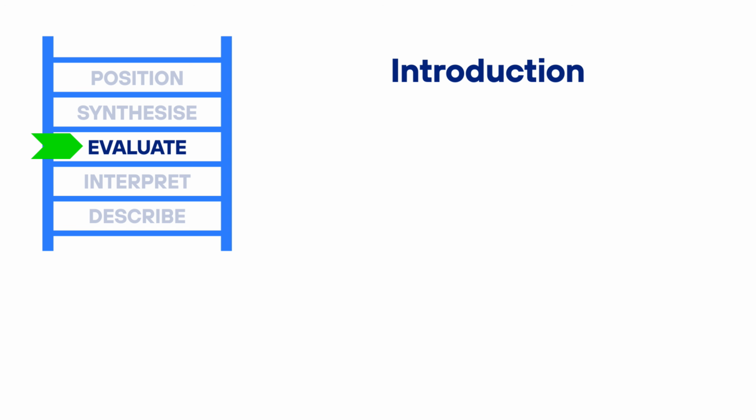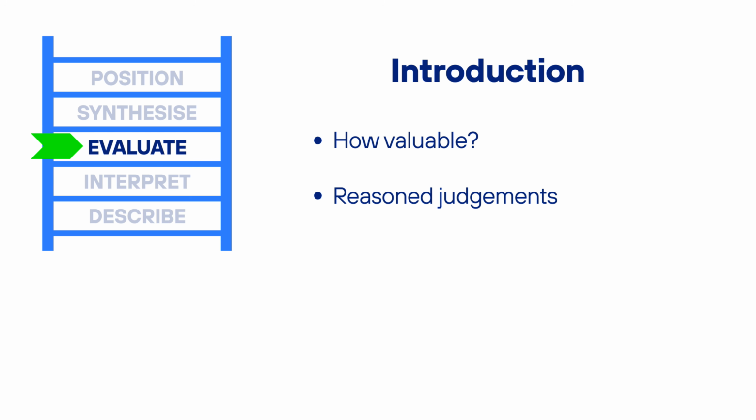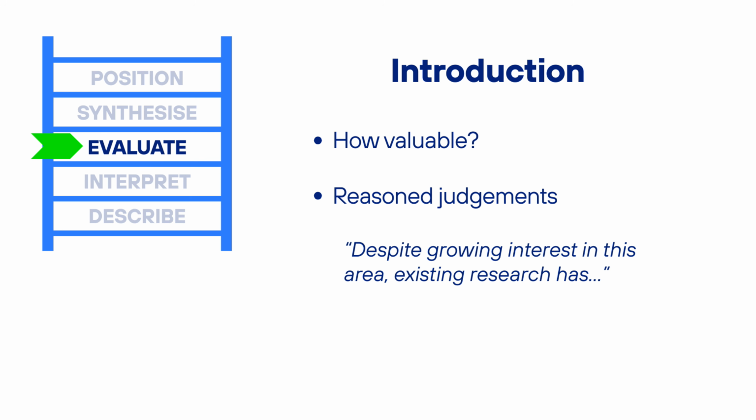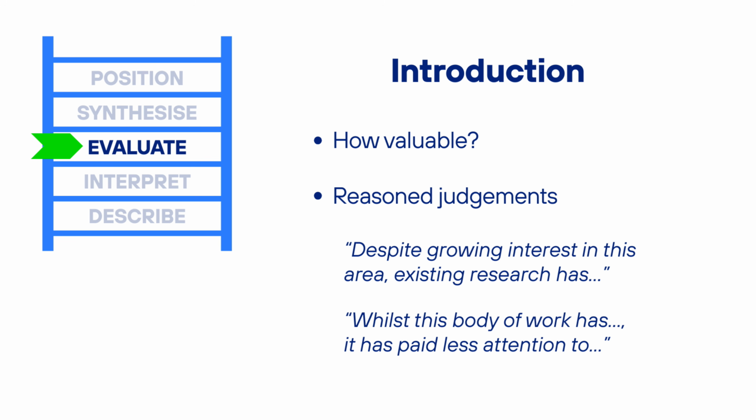After that, we evaluate. So here we start making gentle judgments. Now, at introduction level, evaluation is not about picking apart individual studies. It's more about making reasoned judgments about the state of the field and the shape of the problem. So here, you might write things like this. Despite growing interest in this area, existing research has tended to focus on, or while this body of work has generated valuable insights, it has paid less attention to. So you're signalling the limits in the field. You're not critiquing papers line by line here.